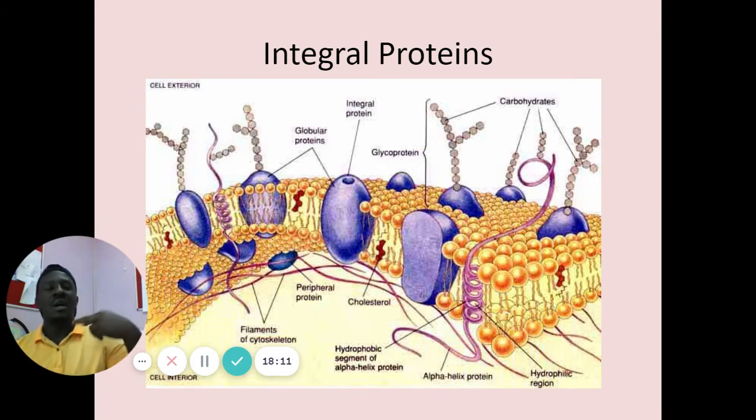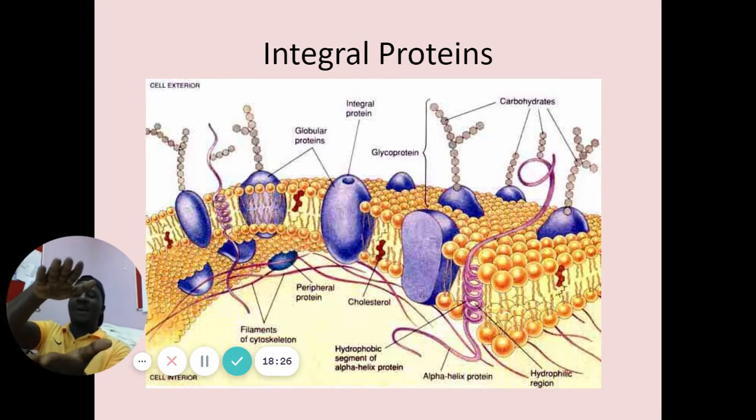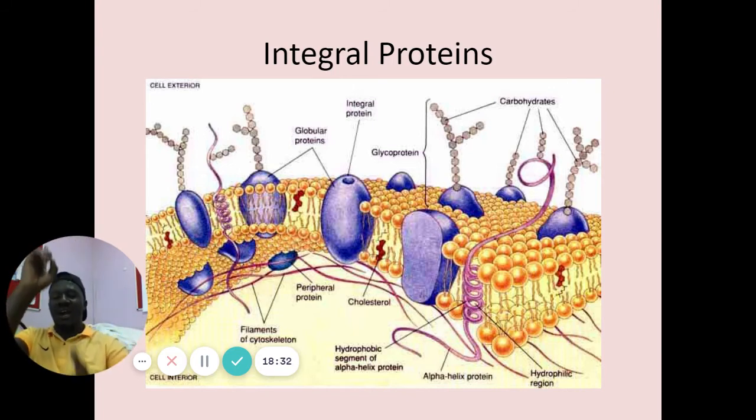One, cell-to-cell communication. Two, receptor sites. Three, identification, and so on. As you can see, we also have cholesterol. So this is a bilayer, a layer up and a layer down, made up of phospholipids. And then across, we have what we call transmembrane proteins. We also have peripheral proteins. Inside there, we have cholesterol. We have glycogens attached to proteins. So that makes up the real structure of a plasma membrane.